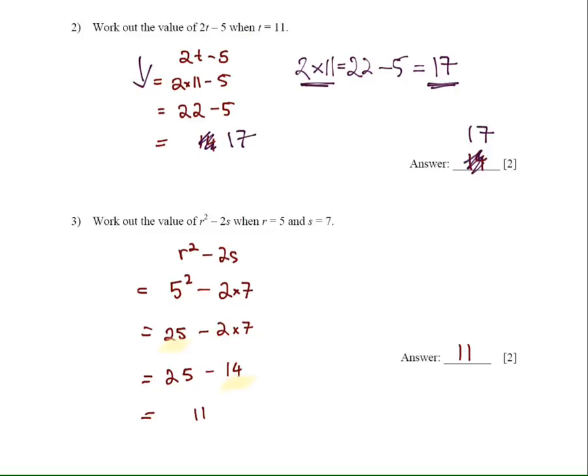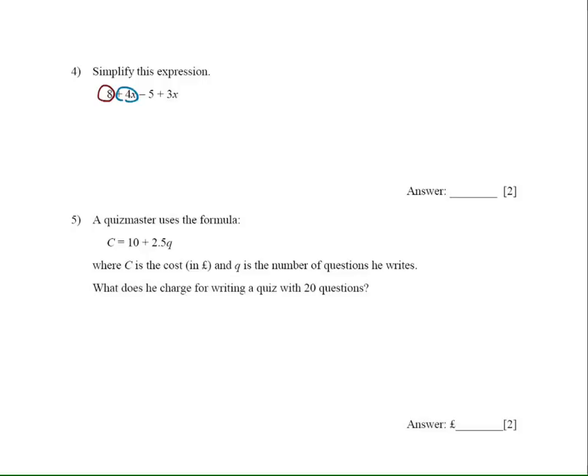Okay, next. So most people did this question correctly, almost everyone in fact, and if you didn't, then do check whether you understood what it means to be a term. So to be a term, you must have a sign, you must have a number, and you may have a letter. So I've circled the term 8, the term plus 4x, the term plus 3x, and the term minus 5.